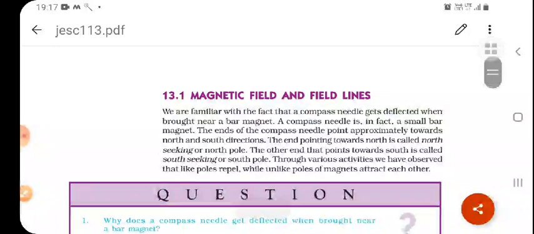So the first topic is magnetic field and field lines. A compass needle gets deflected when brought near a bar magnet. We are familiar with this. What is a compass needle? A compass needle is in fact a small bar magnet.